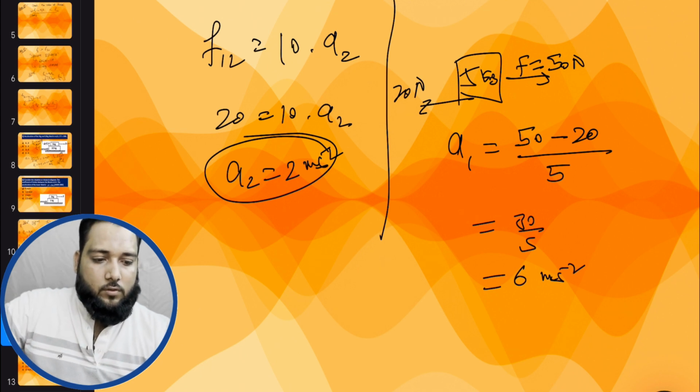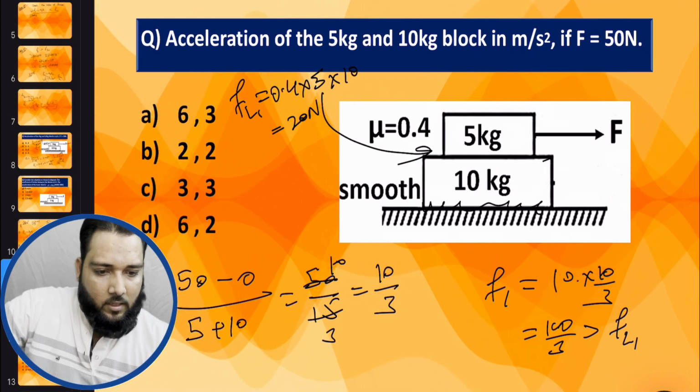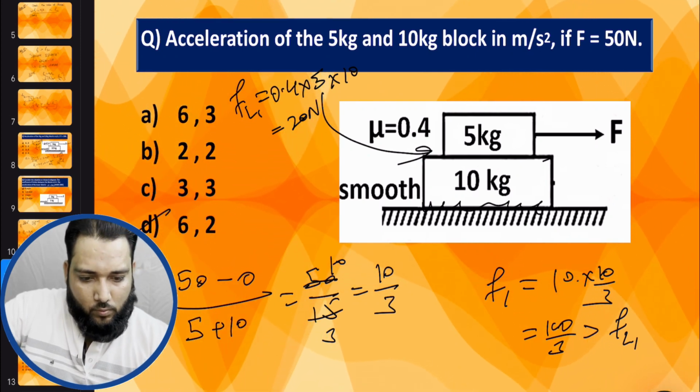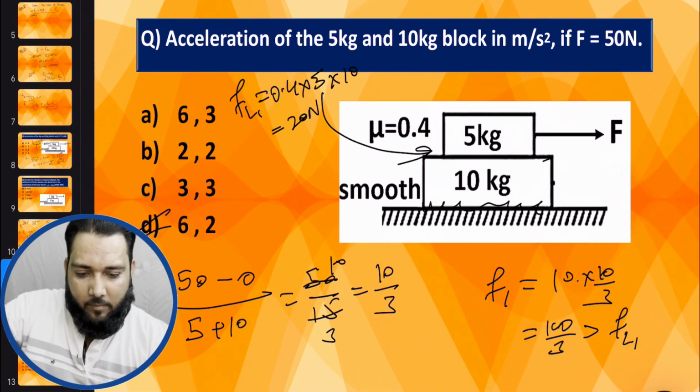Any confusion up to here? So 2 or 6. Okay. So for 5 kg that is 6, and for 10 kg that is 2. So answer D is correct. Are you getting my point?